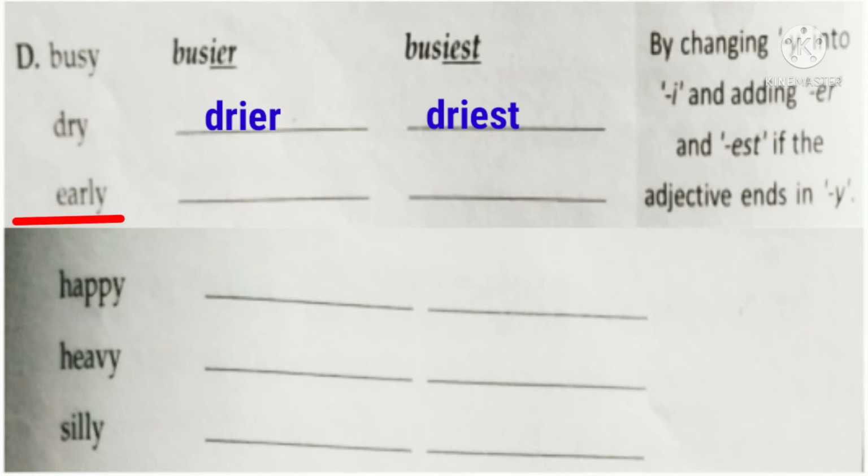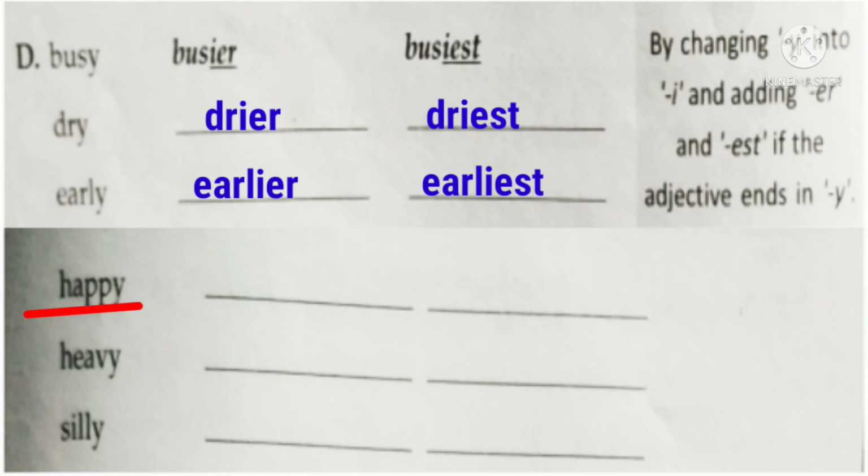So what will be the comparative degree of the adjective early? Yes, it will be earlier, E-A-R-L-I-E-R, and the superlative degree will be earliest, E-A-R-L-I-E-S-T. Okay, the next adjective is happy, and the comparative degree of the adjective happy will be happier, and the superlative degree will be happiest.